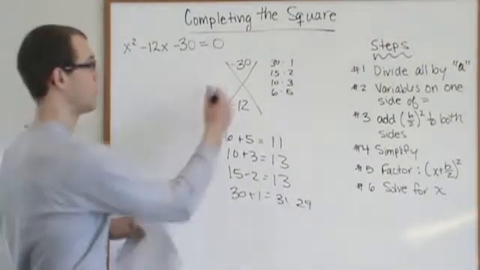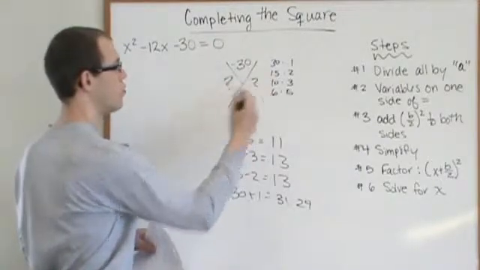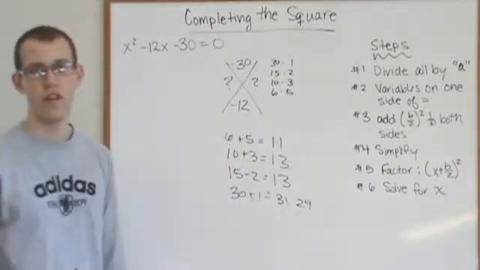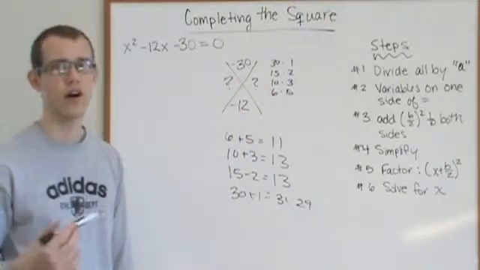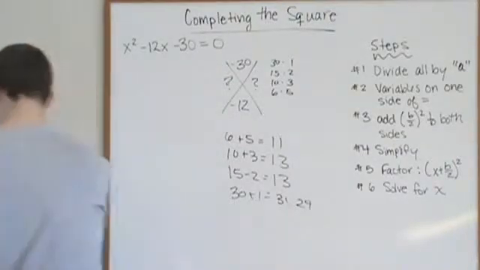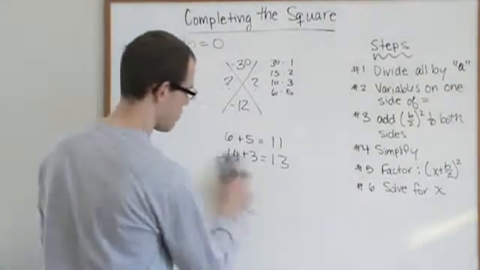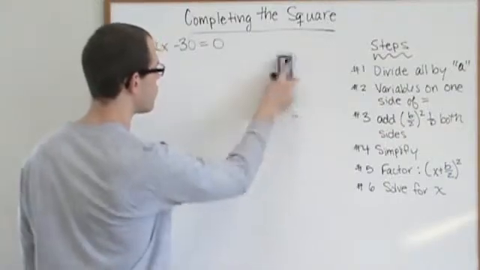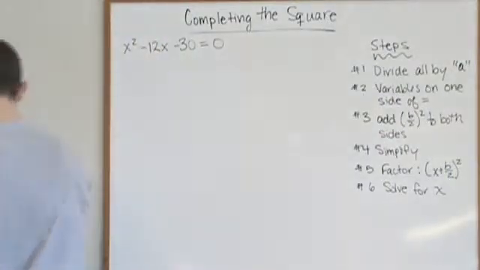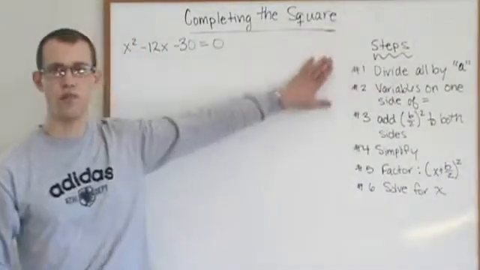So we don't know what these are. Therefore, we have to use the completing the square method. So let me show you how to do that. I'm going to erase this first so we have a clean board to work with. And let's look at our steps over here.